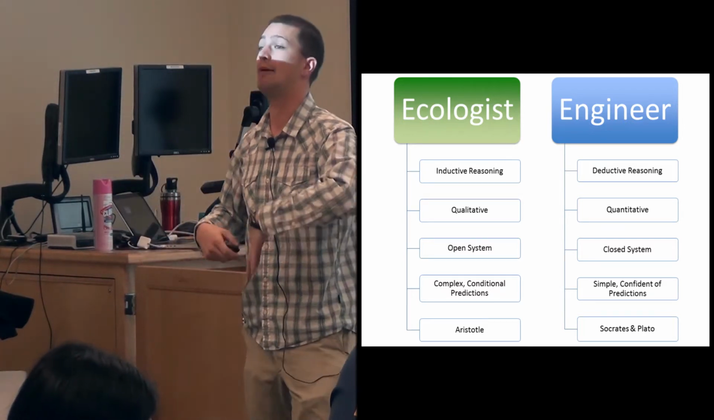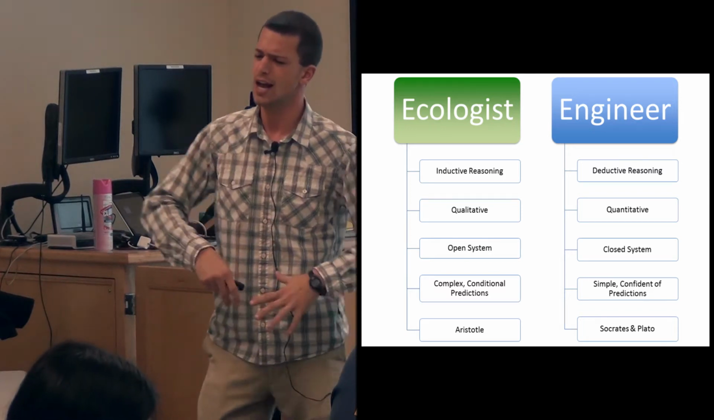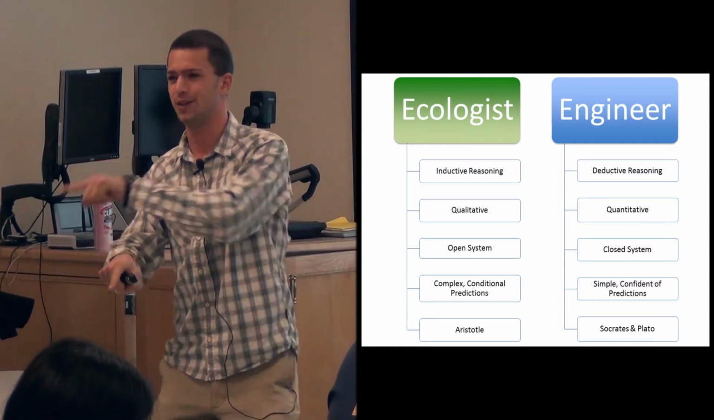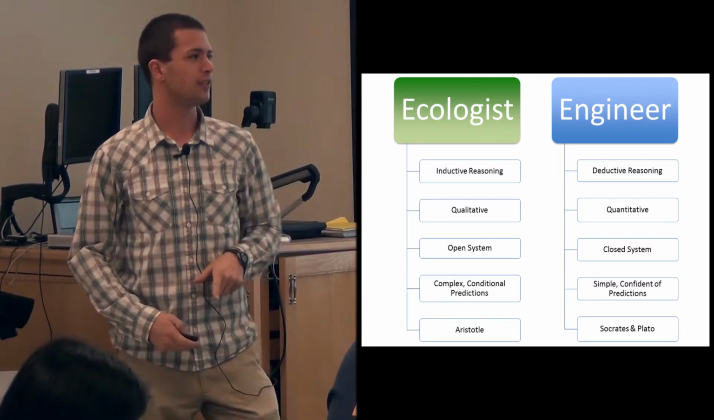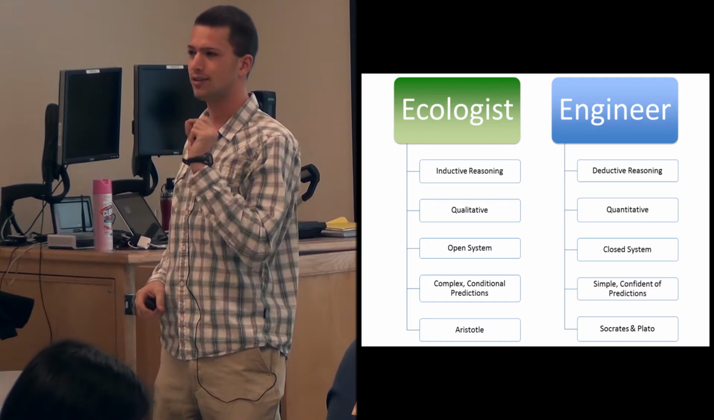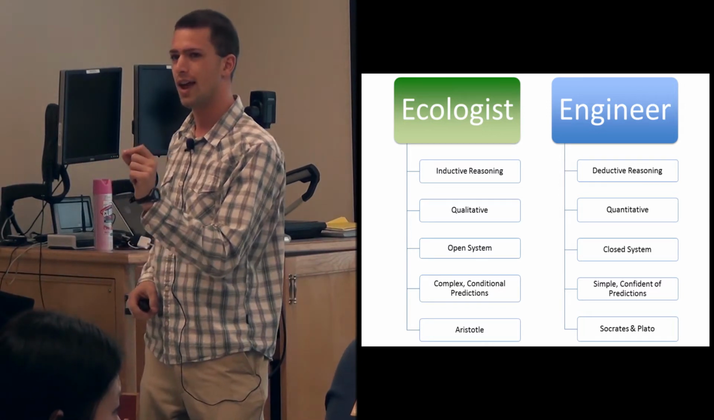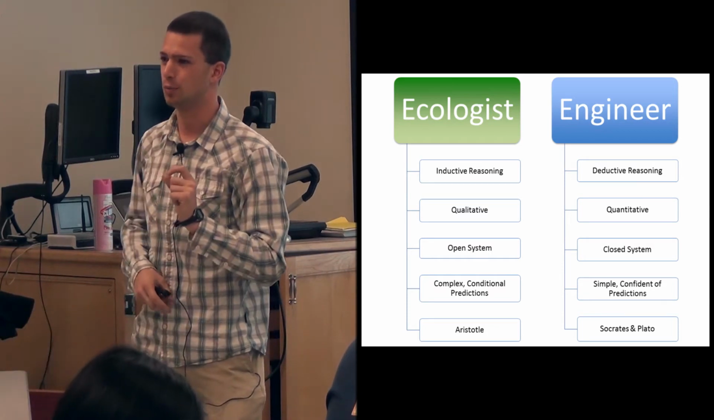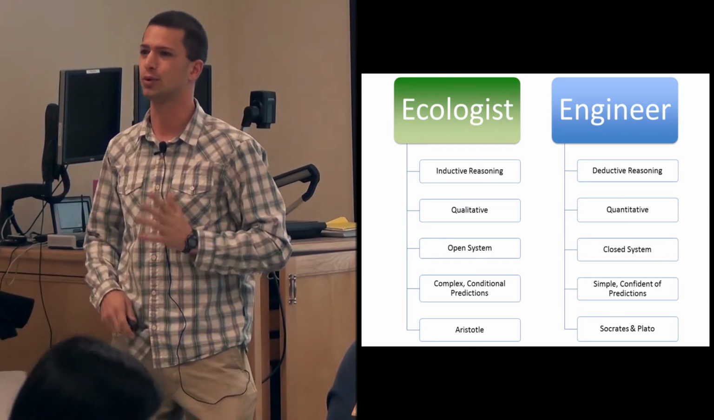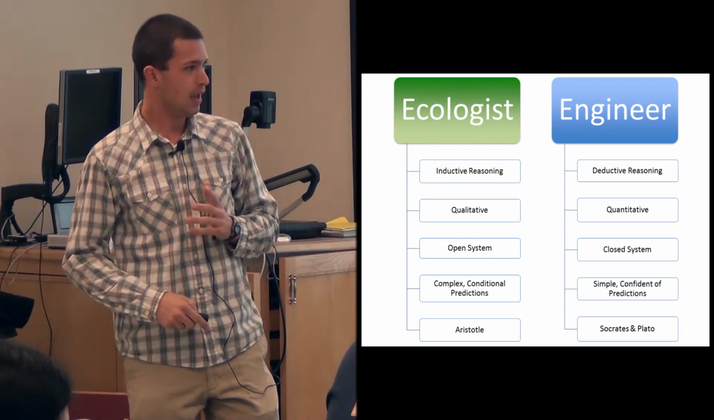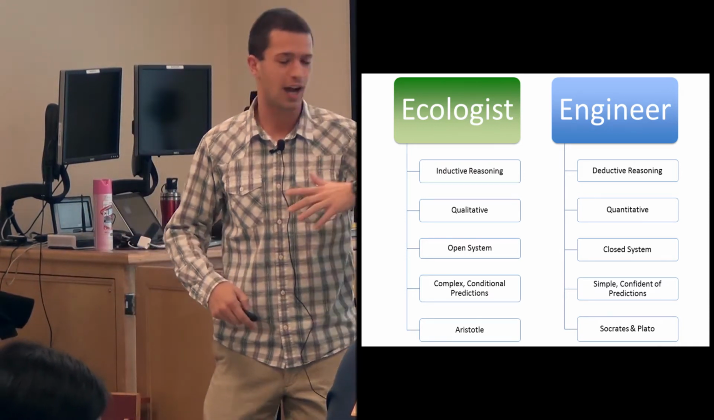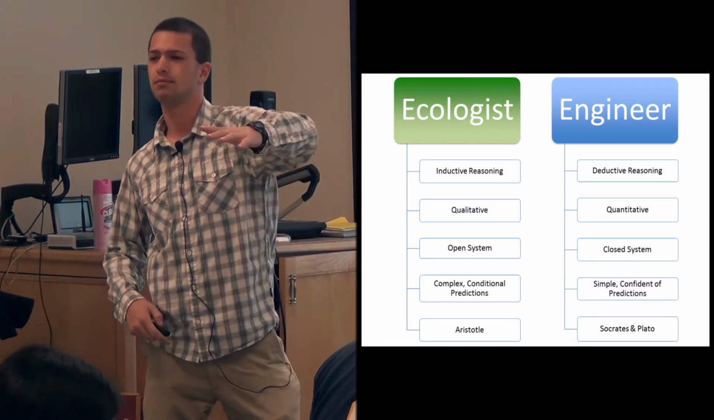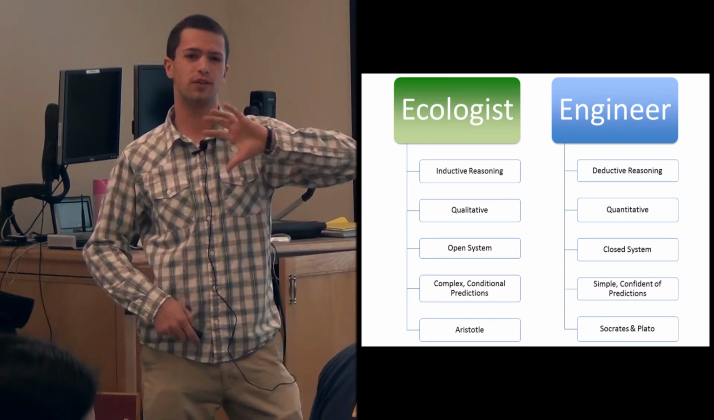Ecologists typically make complex conditional predictions where they say, there's this really big, cool thing happening, but it only happens if you do this and in this location and when this happens. Whereas engineers really try to make simple, confident predictions, where they come up with a three-variable equation which will predict this whole range of how a metal will react or how something will happen. And lastly, the ecological way of thinking started way back with Aristotle, whereas the engineering tradition started more with Socrates and Plato.